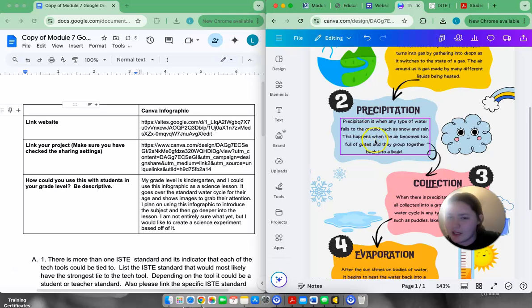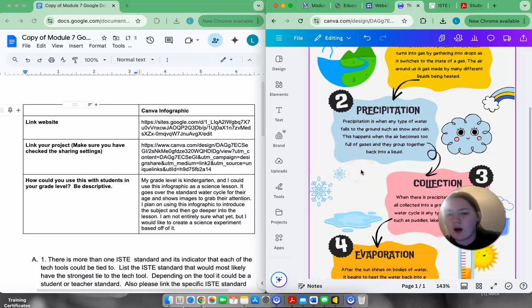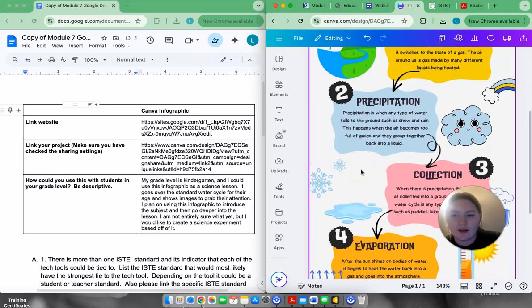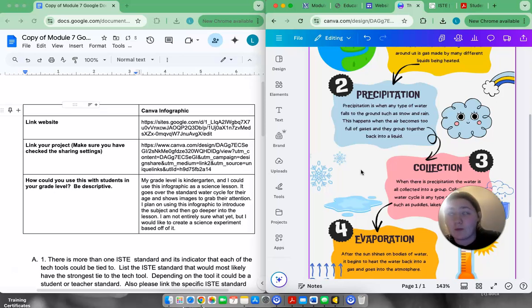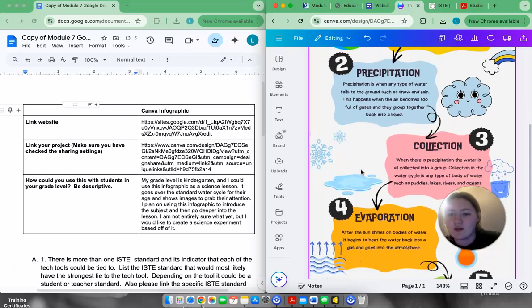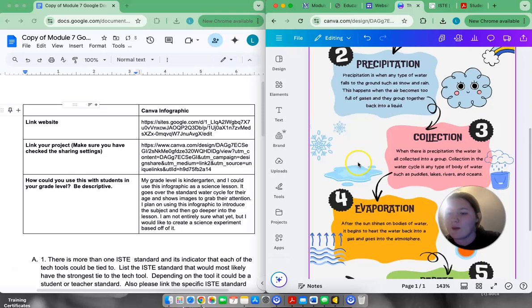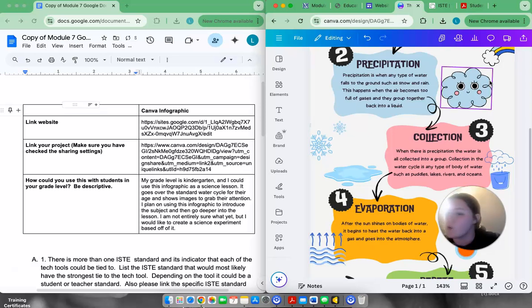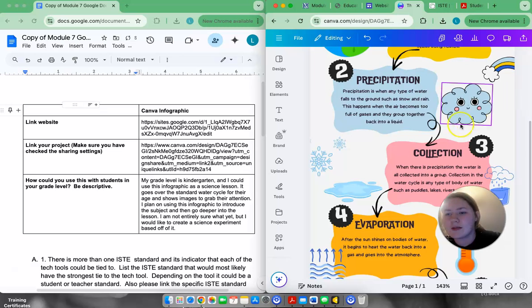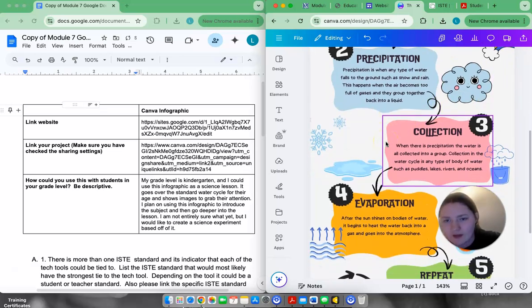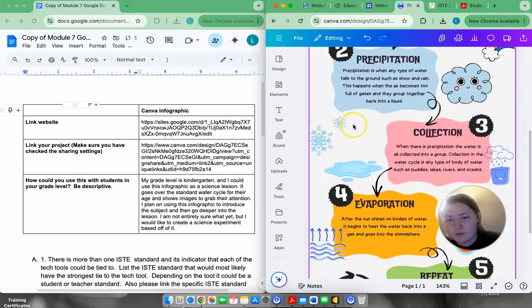Next, we have precipitation. It's where any type of water falls to the ground, such as snow and rain, and it happens when the air becomes too full of gases and they group together back into a liquid. So then I have a picture of a cloud, because clearly we have clouds when there's precipitation. It's the water grouping together, and we can talk about that. I have a rainbow because it comes after the rain and stuff. And then I have snow.